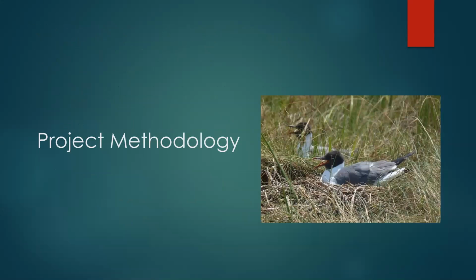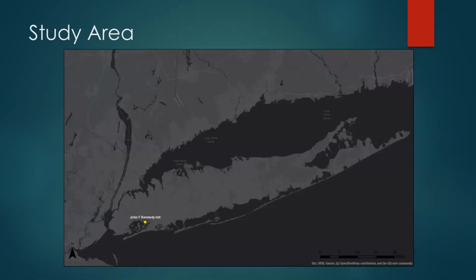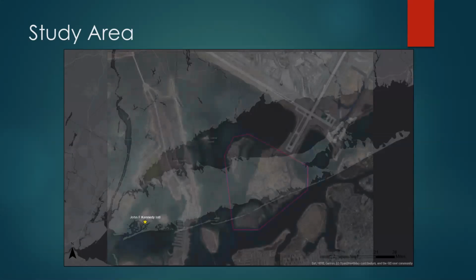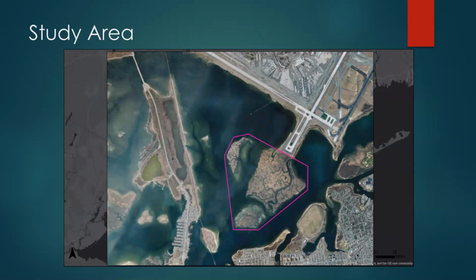So that's about it for the background of the project. Now I'm going to move on to how I accomplished the work. So to first orient everyone with the study area, here's an overview of the tri-state area. JFK Airport is located in Queens, New York, shown as a yellow star in the image. And zooming into that yellow star, this is our study area outlined in pink.